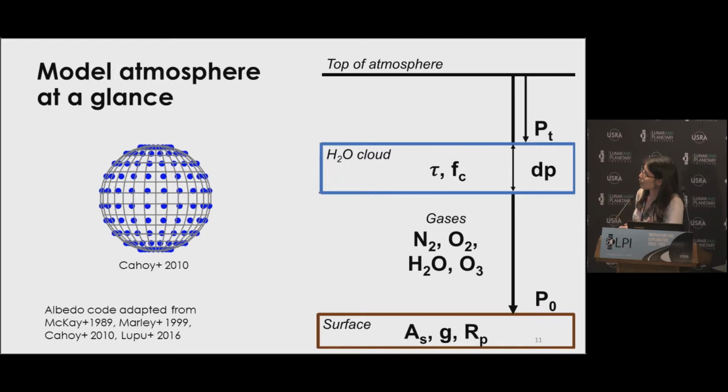And on the right side, you can see all of the retrieved parameters in our models, including all the gases. We also have a water cloud, and we also prescribe a fractional cloudiness parameter across our visible disk. And there are also bulk quantities like surface albedo, which we just say is a constant wavelength independent value for now, and then gravity and planetary radius.